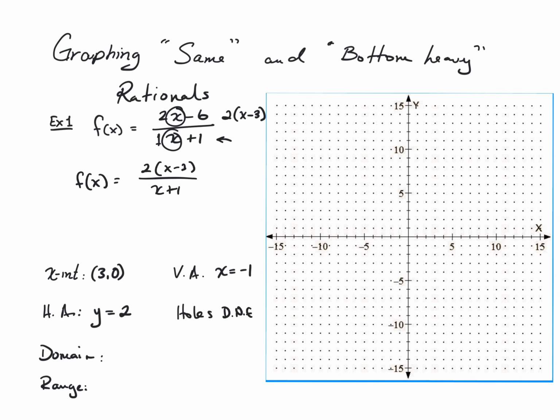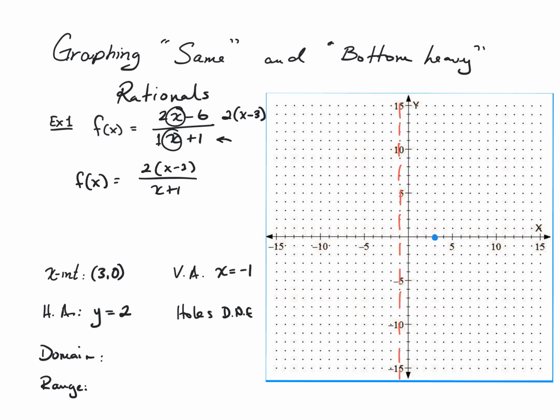Get this in blue, so 3, 0, there it is. The next thing I'll do is plot the vertical asymptote, which is at -1. I always plot those in red. So there we go, -1. All right, and then from here, I'm going to draw in my horizontal asymptote.